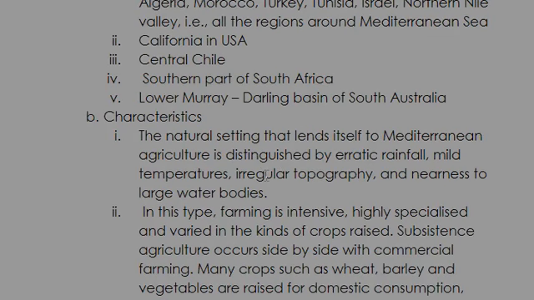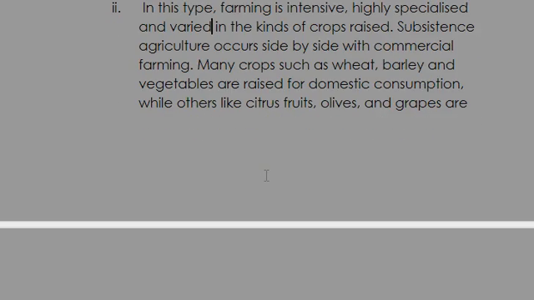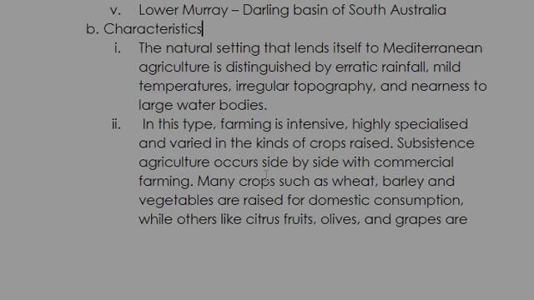So what are some characteristics of Mediterranean agriculture? Well, first, the natural setting lends itself to Mediterranean agriculture because it has kind of unpredictable rainfall, mild temperatures, irregular topography, kind of like hilly a little bit. And it's close to a large body of water so that even though there's little rainfall, they can get water to the crops. In this type, farming is intensive, meaning a lot of effort has to be put into it. It's specialized, meaning there's really specific things that are grown, but it's also varied.